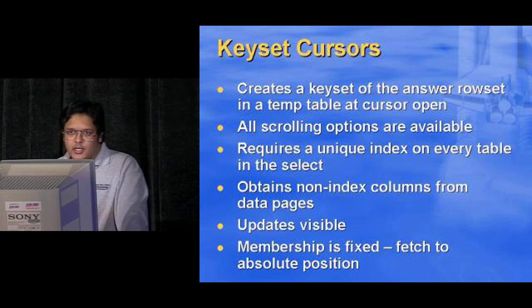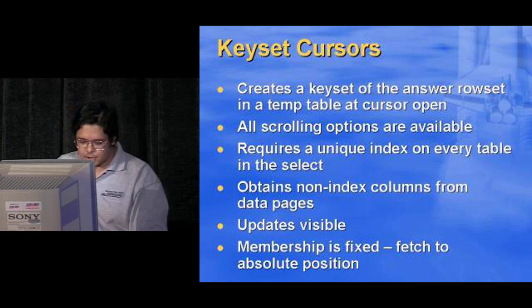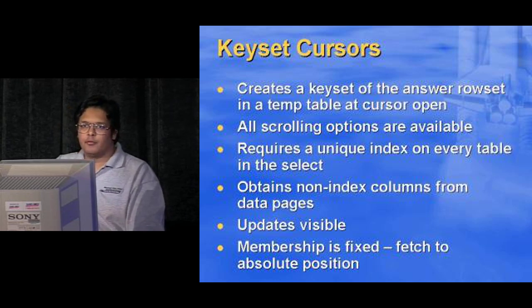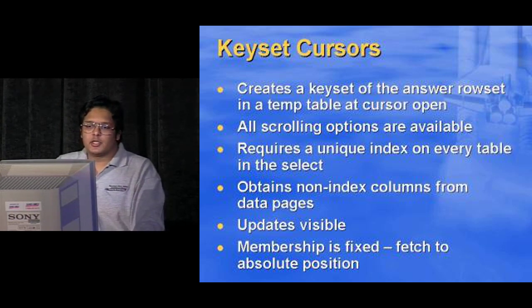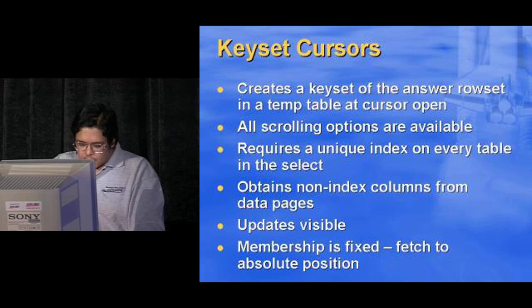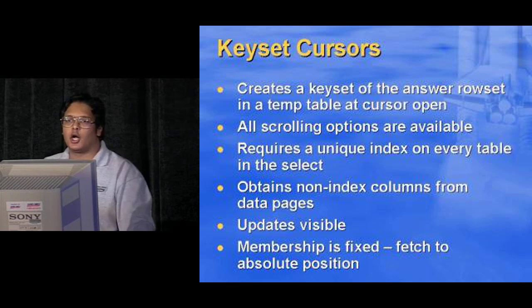Keyset cursors create a keyset, or the index keys, in TempDB at cursor open time. The membership of the rows is fixed, although if the values of the columns are changed while you're fetching, you will see that materialized on the next fetch next. The actual order of the rows is fixed, and that's why you're able to do fetch to an absolute position in the cursor. It requires a unique index in every table in the select, and when you're fetching data, it'll combine the index keys with the non-index columns. The performance implication is that you're still materializing keys in TempDB, and when you're doing a fetch, you are combining those keys with other columns in the table.